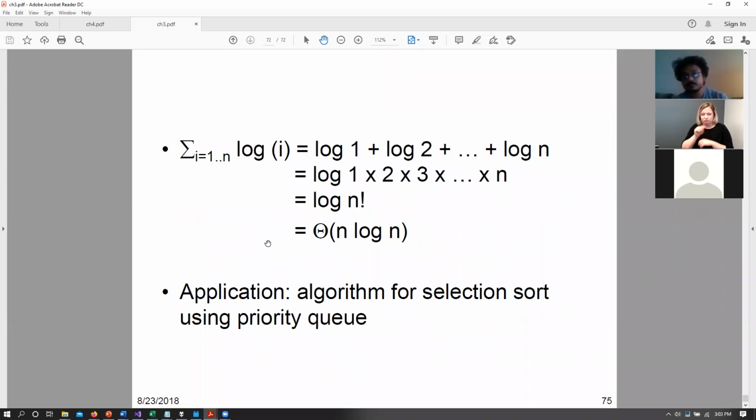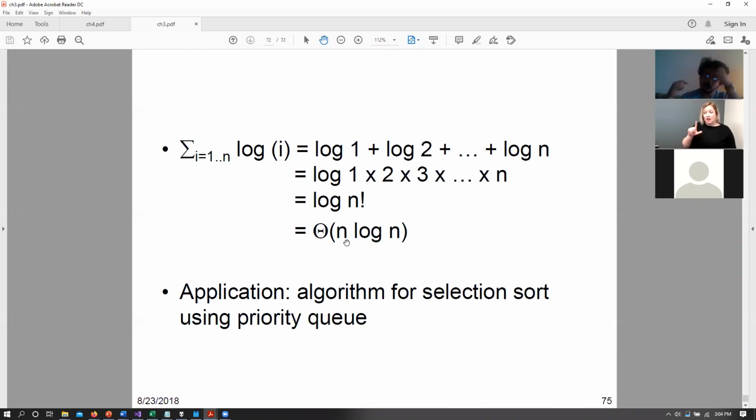Okay. Then we also wanted to look into the summation of i from 1 through n of log of i. In this scenario, we have log 1 plus log 2 plus log 3 plus log 4 and so on all the way to log n. We can rewrite this using our log equations as log of 1 times 2 times 3 and so on all the way up to n. Right? That basically becomes n factorial. And we all saw that log of n factorial is going to be n log n, right?